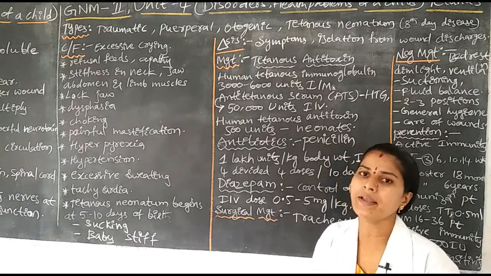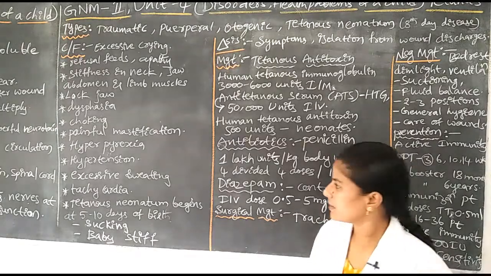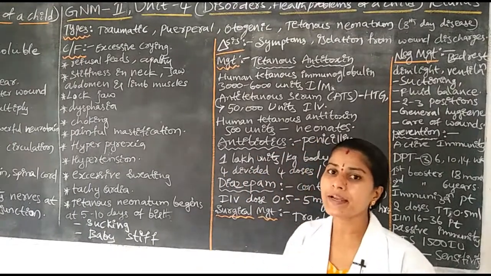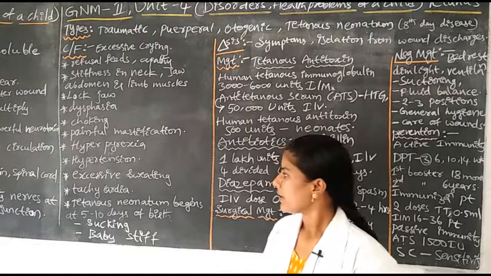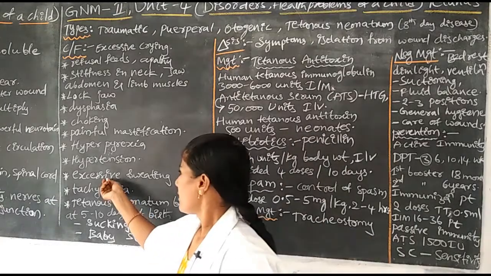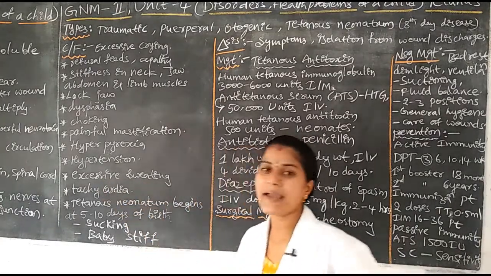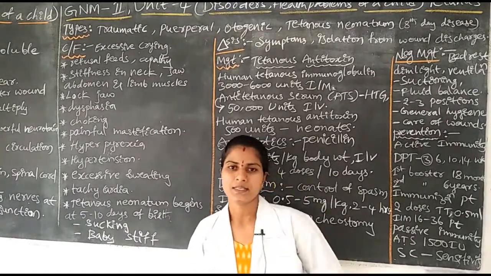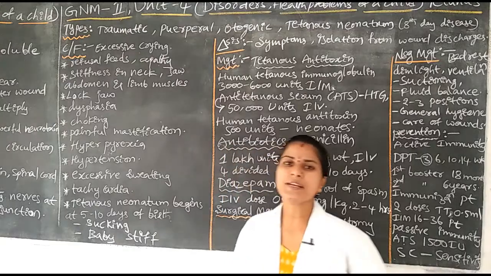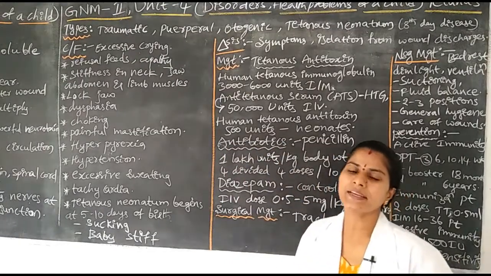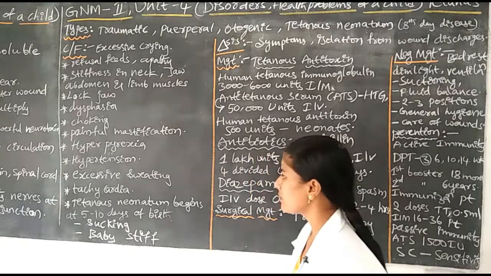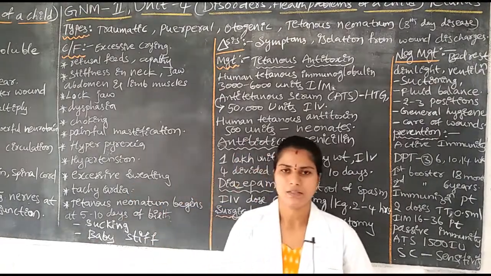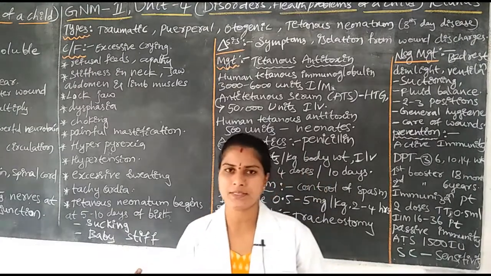The BP should be increased, that is the systolic pressure or the diastolic pressure, higher than normal. Next, the children have another symptom, excessive sweating. Those affected by the tetanus disease condition have excessive sweating in their body. Next, one symptom is tachycardia. The heart rate is increased.